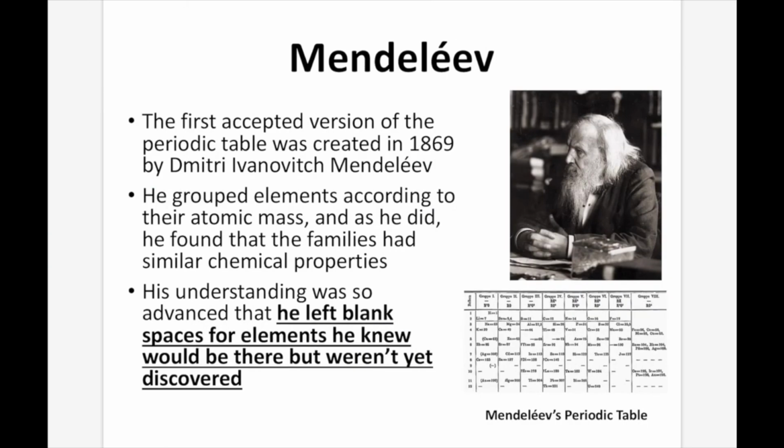And then along comes Mendeleev in 1869 when he developed the first accepted version of the periodic table. He grouped elements according to their atomic mass, and as he did, he found that the families had similar chemical properties. His understanding was so advanced that he left blank spaces for elements he knew must exist but weren't discovered yet. And you can see an example of his periodic table right there.